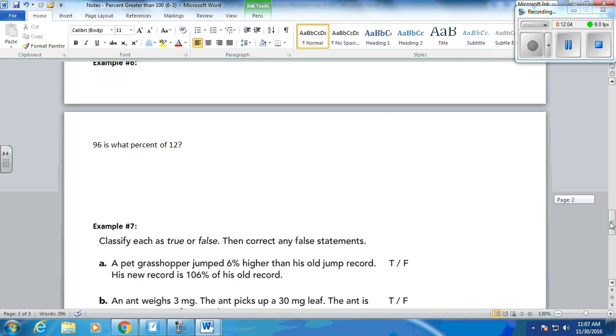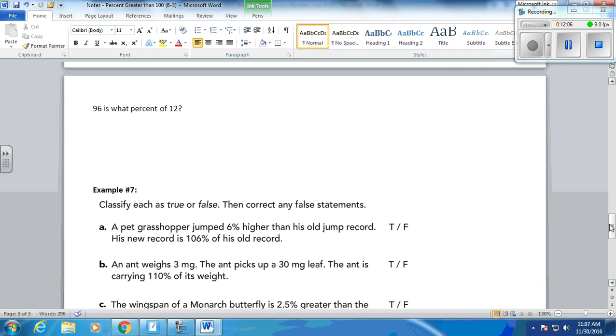Number 6, which is really on this page here, says 96 is what percent of 12? This is just one of the simple is and of questions, and I know that we had some trouble with these in our previous topics, so just be careful here. It is divided by of, or if you're using y equals mx, the y is your is, the x is your of.